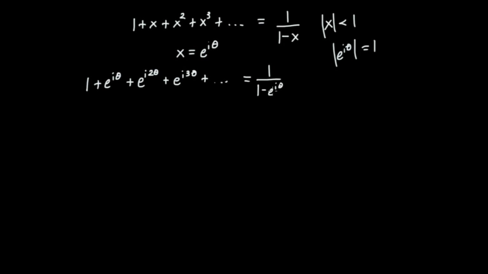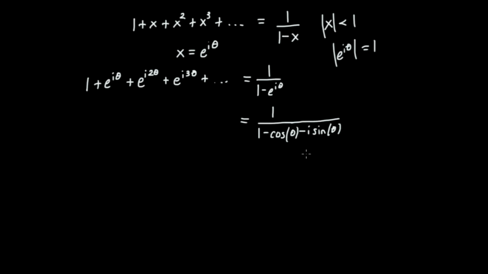Now let me goof around with this right-hand side a bit. What I'm going to do is use Euler's formula. So I have 1 over 1 minus, now I'm going to use Euler's formula here. So I'm going to have 1 minus cosine theta minus i times sine theta. And that minus sign just comes from that minus sign up there.